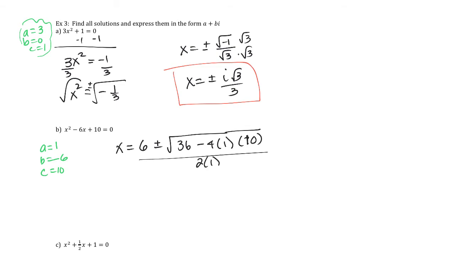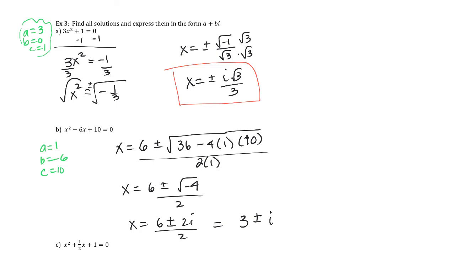All over 2 times a. So we have x is equal to 6 plus or minus, let's see, 36 minus 40, that would be negative 4, all over 2. And so x is equal to 6 plus or minus 2i all over 2. So we have x is equal to 3 plus or minus, we have to divide that 2i by 2 as well. So just dividing each of those by 2, we get 3 plus or minus i.